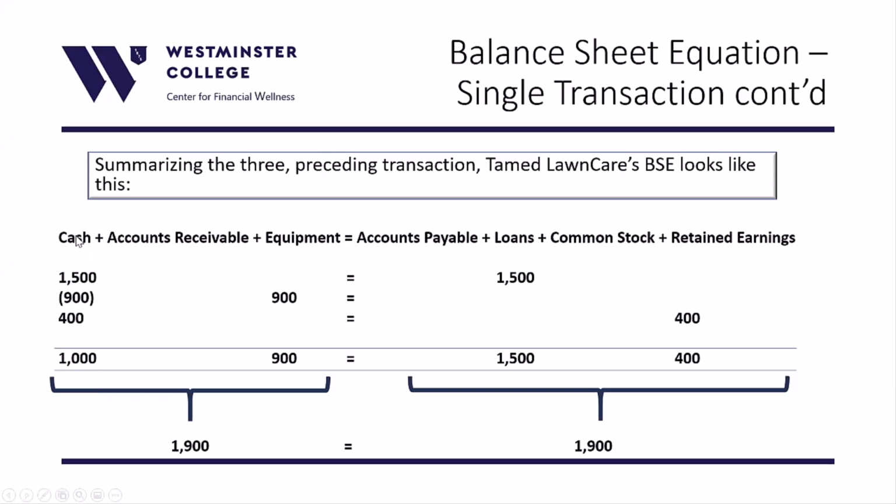So for example, the 3 transactions impacted our cash account by increasing a net of 1,000. The total impact on my loans was the 1,500, etc. Okay, further, these transactions impacted total assets by 1,900, increasing by 1,900, and our claims likewise went up by 1,900.